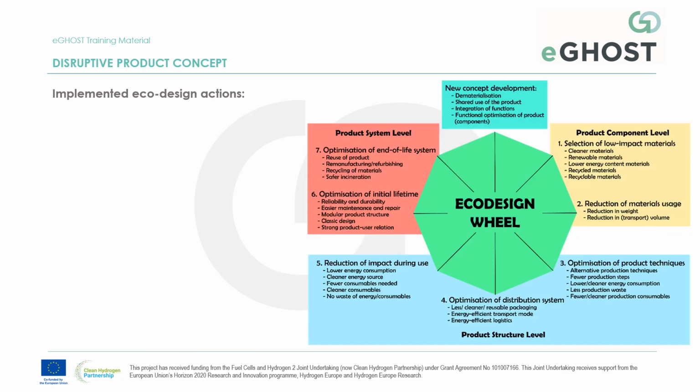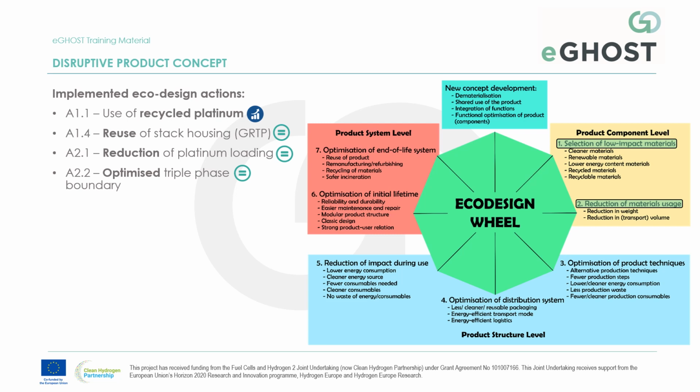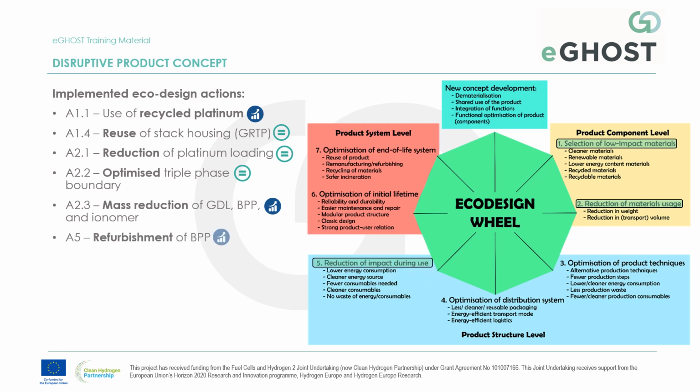And the last concept, the disruptive concept: use of recycled platinum is increased. The reuse of stack housing stays the same. Also, the reduction of platinum loading stays the same. Also, the efficiency stays the same, but we have again further mass reduction of gas diffusion layer, bipolar plates, and ionomer, and we have a higher rate of refurbishment of bipolar plates. And we add, so the closed loop ionomer recycling is improved, and we also add copper recycling, so the current collector is being recycled.